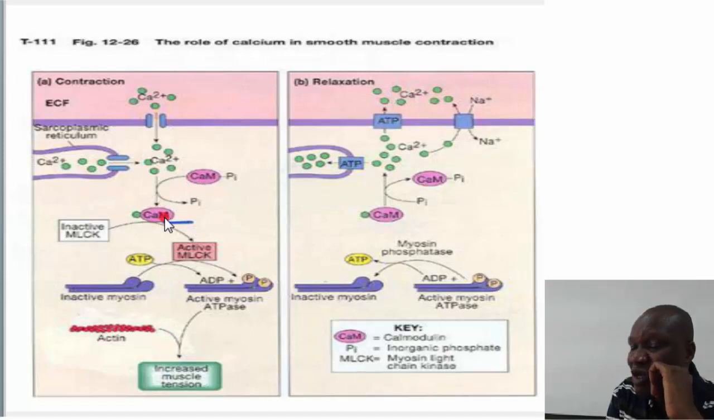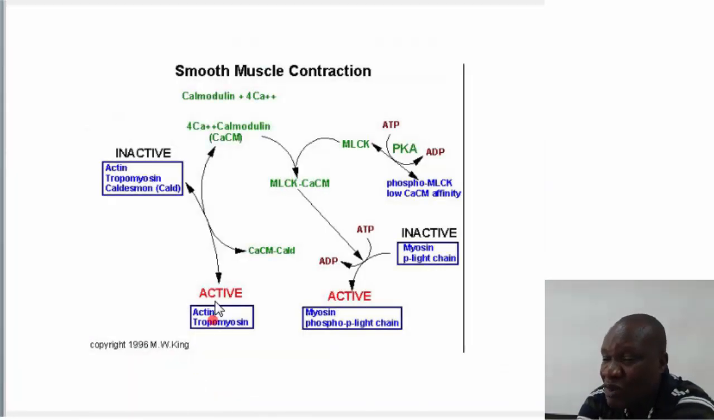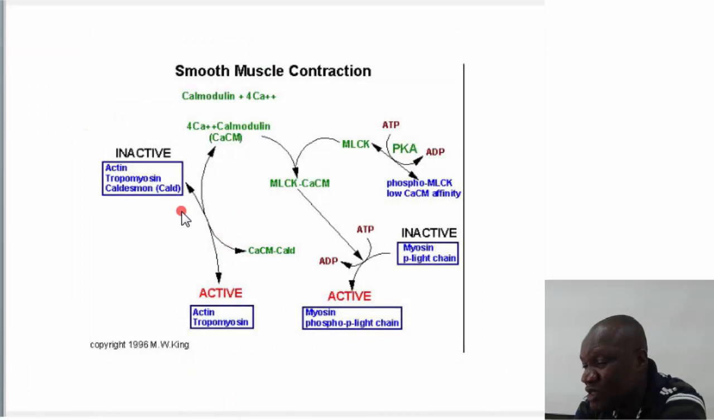Now the calcium calmodulin complex would activate a protein called caldesmon. Now caldesmon, when it's activated, will cause the myosin filament to shift off its original position. And this will expose the myosin binding sites on actin.